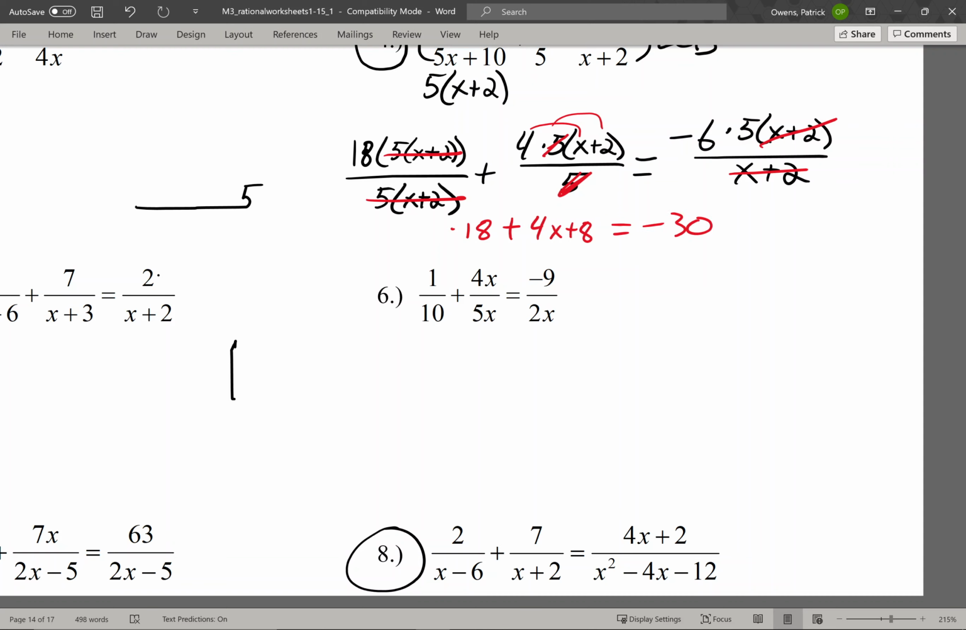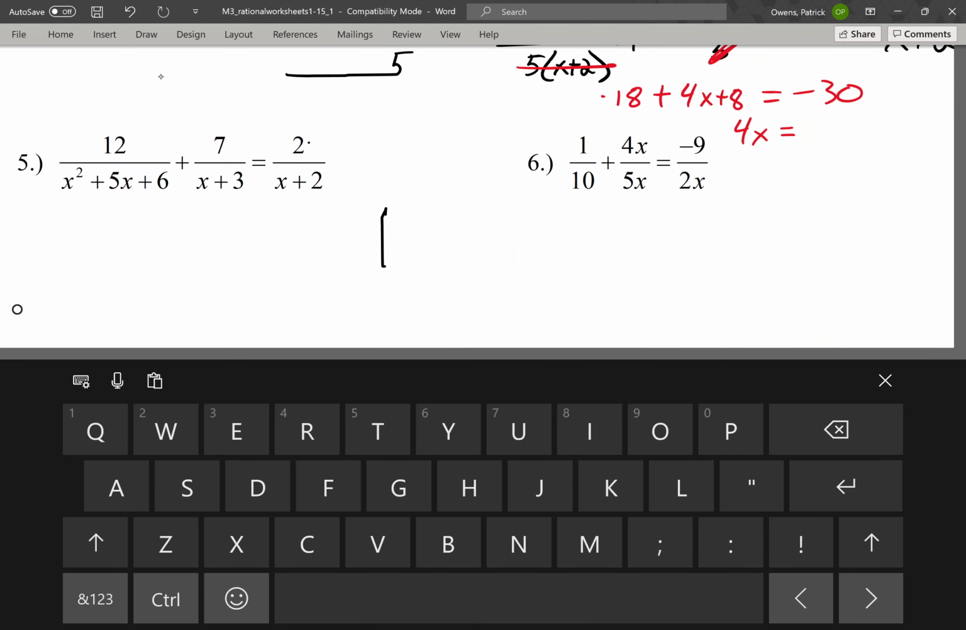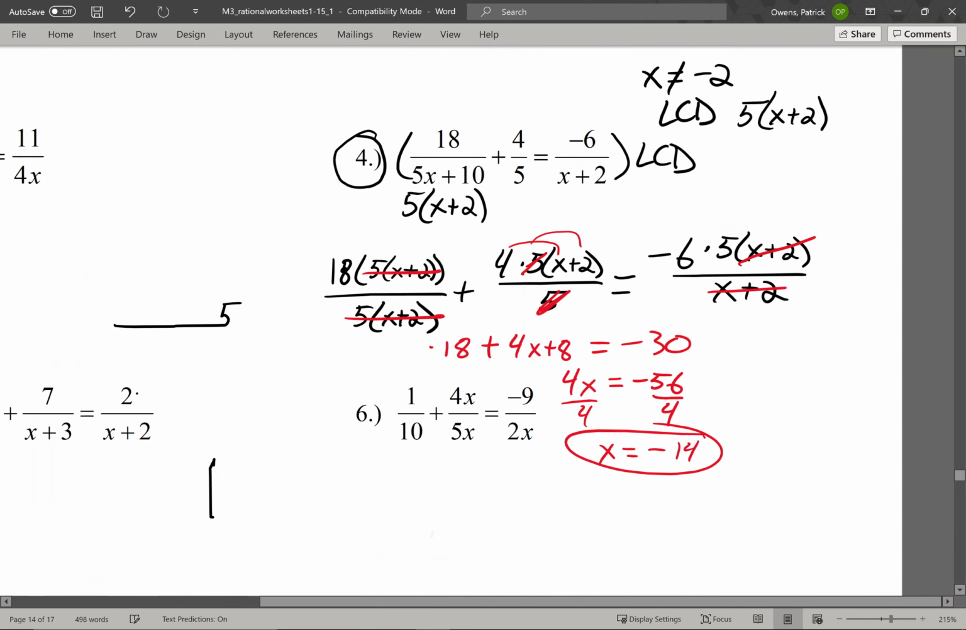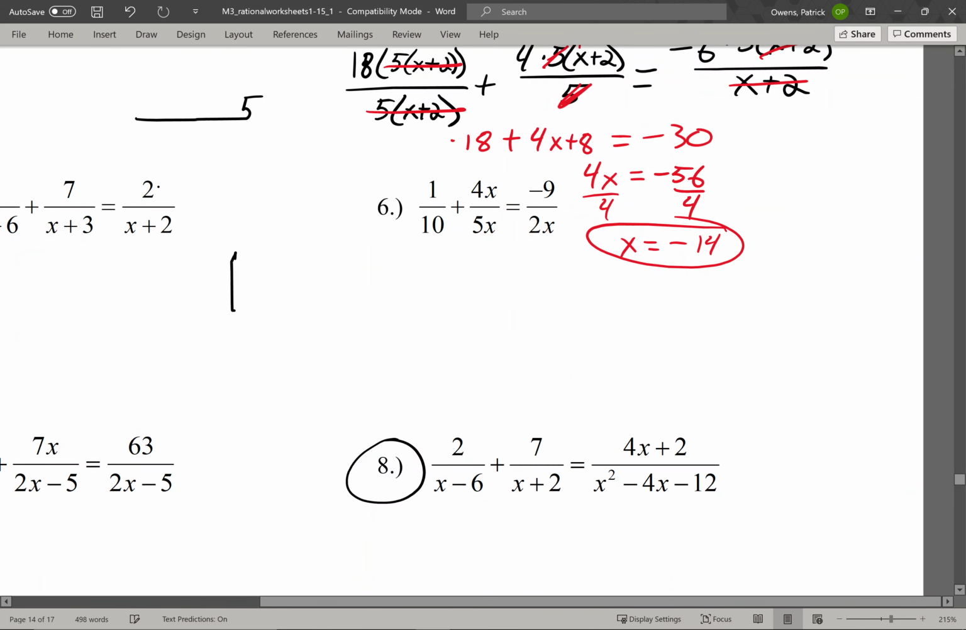This is going to be a linear problem, our first degree. So we will subtract 18 from both sides, subtract 8 from both sides. So we end up with 4x is equal to negative 56. Divide both sides by 4, and we get x equal to, what is it? Negative 14. We double check. Negative 14 is not negative 2, so that is a valid solution.